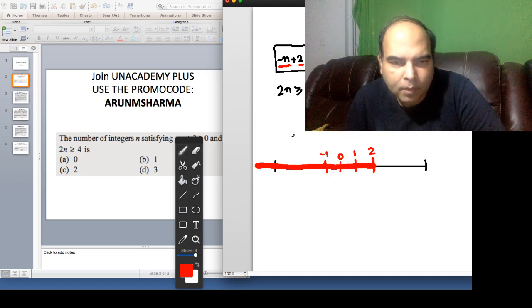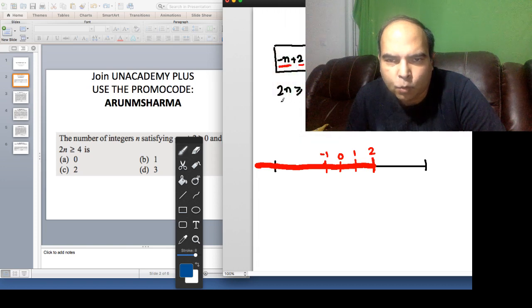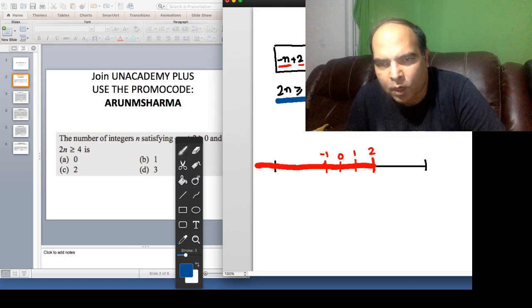That's the first part. Now as you move on to the second expression, 2n greater than or equal to 4, think about when this will happen. The best thing in inequalities is to put values and work that way. If you put n as 0, 2n greater than or equal to 4 is not happening. At n equals 1, it is not happening. At n equals 2 this is happening, and at n equals 3 it will also happen, and at n equals 4 too, and everywhere to the right of 2 this is going to happen.